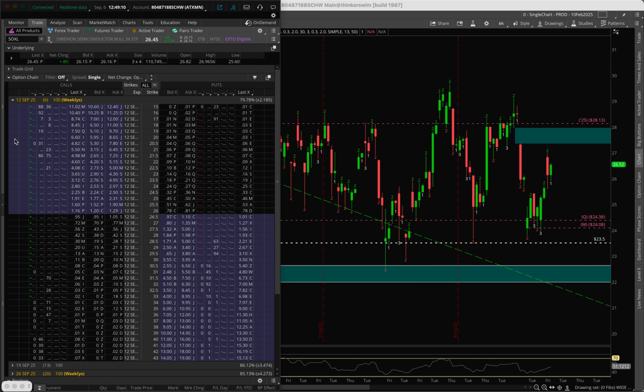To do that, we pull out our options chain. This is Thinkorswim, and what we want to look at is this week's options chain. And so September 12th is a Friday, and we can see that we got a plus or minus $2 and we'll call it 19-cent move. This is the market maker's expected move. There's a 79% chance that price action will stay within plus or minus $2.19.